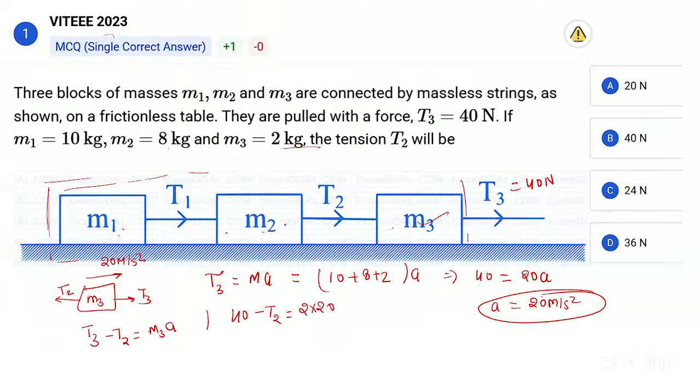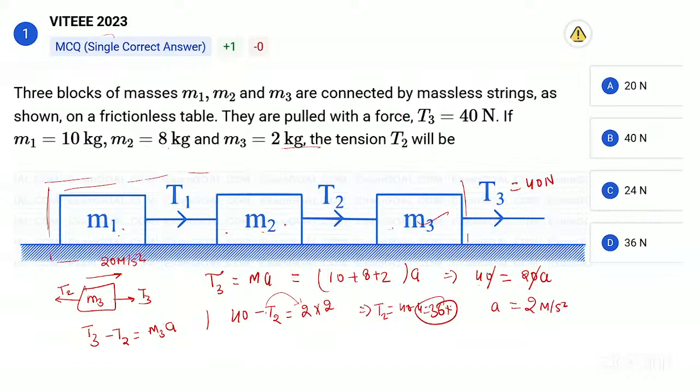Okay, this will not be 20. You guys are not paying attention. This will be 2 meter per second square. So M3 here is 2 kg and acceleration is 2. So T2 here will become what? T2 will come to this side so it becomes positive, and 4 will go to this side so it becomes negative. 40 minus 4, which is 36 Newton. You only have to analyze one block. So T2 will be 36 Newton.